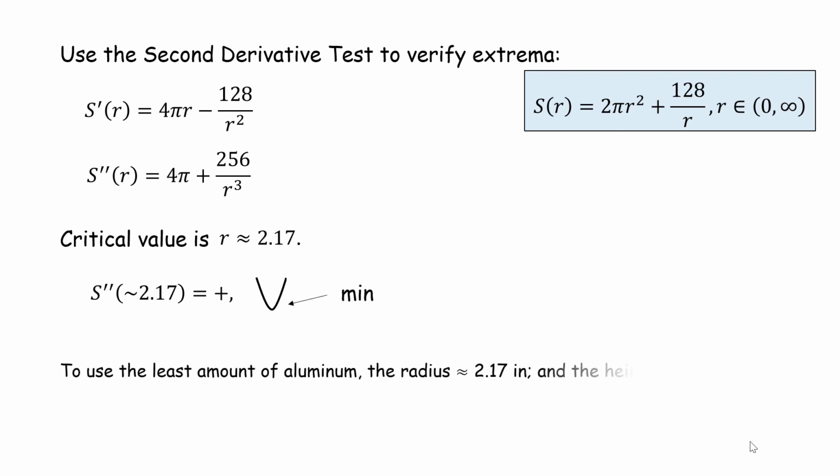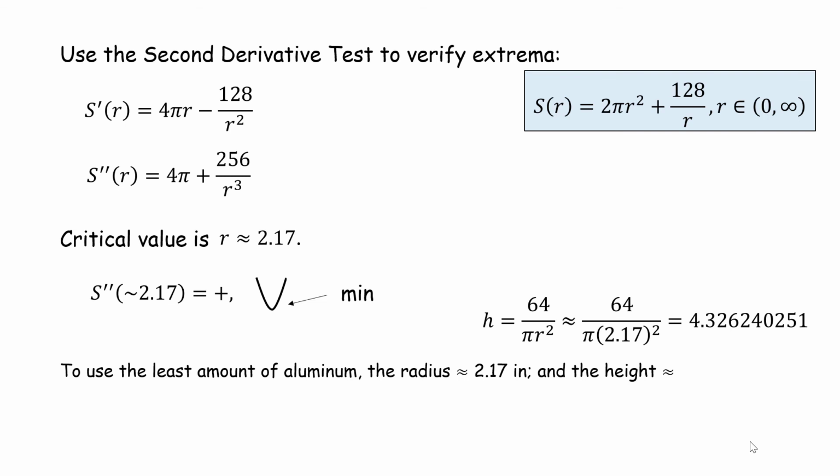To use the least amount of aluminum, the radius should be 2.17 inches, and we were also asked to solve for the height. The formula we got for that earlier is 64 over pi r squared. We'll put in 2.17 for the r, so 64 divided by pi times 2.17 squared. Your calculator will give you an output of 4.3262400251. We'll round that to 2 decimal places, and we'll have that the height of this cylindrical can should be 4.33 inches.